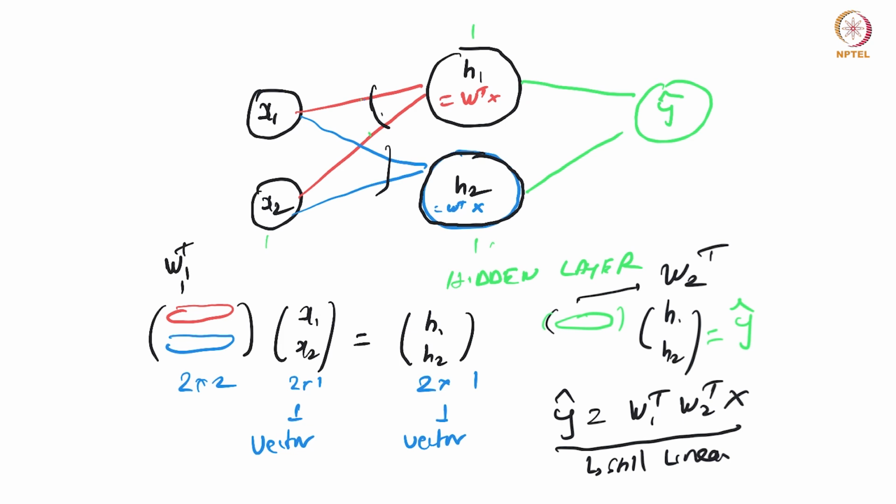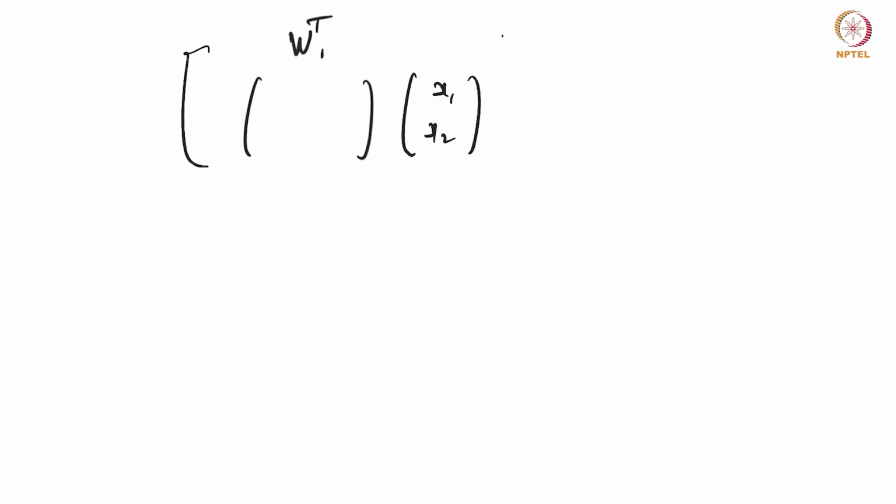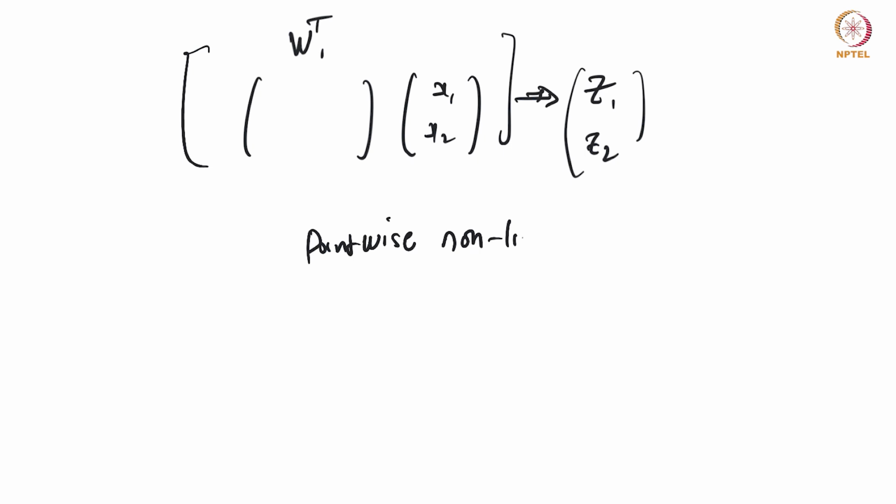We are still in the linear regime. So what happens in the neural network is you would do a point-wise non-linearity. We will see what that is immediately. Typically, you have this matrix W1 transpose times your X's. This will give you a vector Z, so this will give you Z1, Z2. It's the output if you just do that, and you apply a pointwise non-linear function to this.